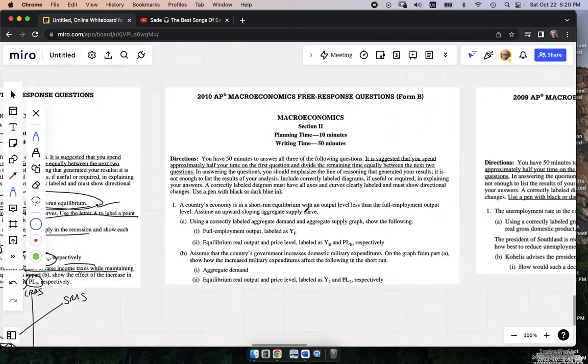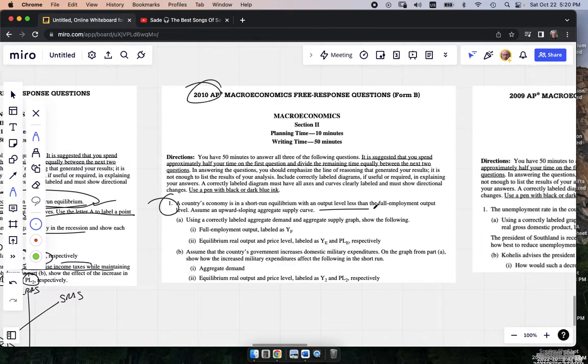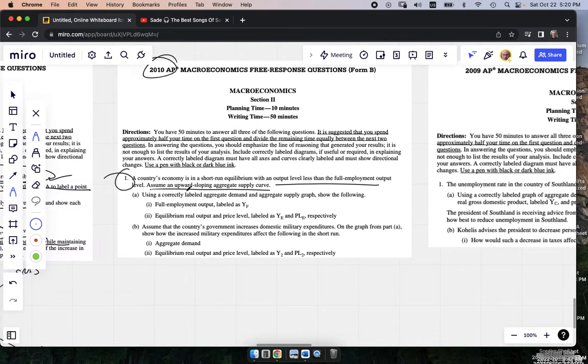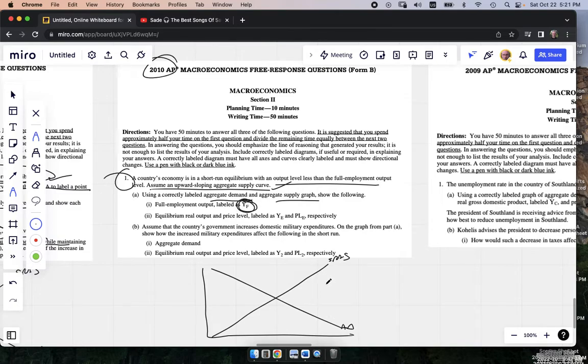Easy enough. 2010, Form B, a country is in a short-run equilibrium with an output level less than full employment output. And then they tell us this information that we have an upward sloping aggregate supply curve, which we usually do anyway. They're just throwing that in there just to try to fool you. Use a correctly labeled aggregate demand and aggregate supply graph. And I hate it when there was a number of years where they wanted our full employment point. So I'm just going to give that right there.